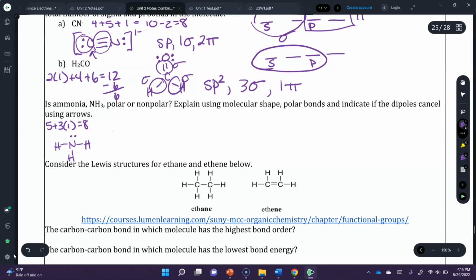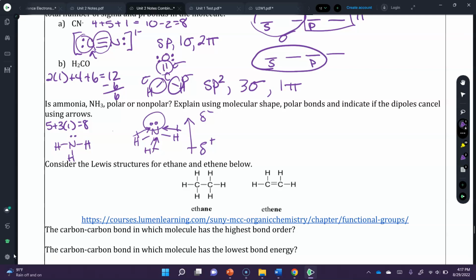Well, we see here that this is trigonal pyramidal, so we need to draw it like that, because that'll show us that the H and N bond is polar, with nitrogen being more electronegative. So all of these arrows are going to point towards nitrogen. That means that we have a general dipole going towards nitrogen with a positive and a negative end. And then we have the lone pair, which also adds to that negative component and breaks symmetry, allowing this molecule to be polar.